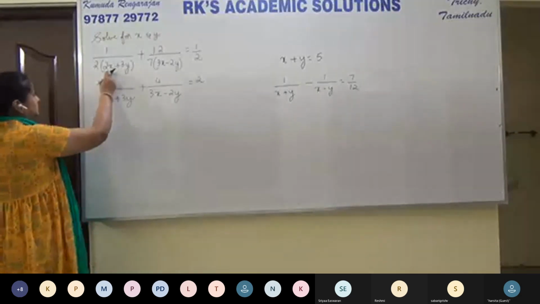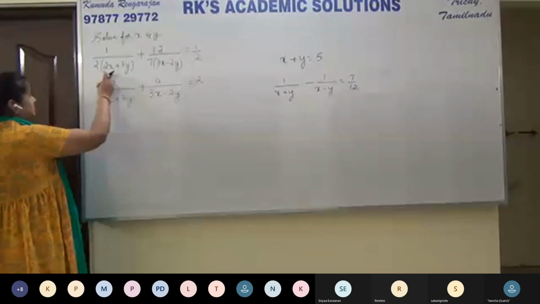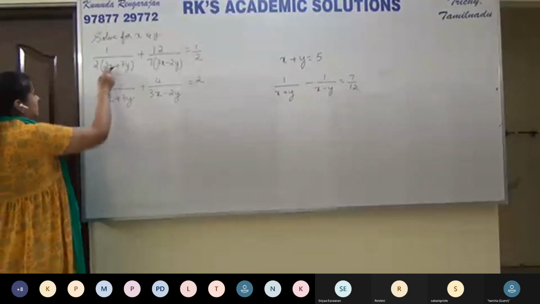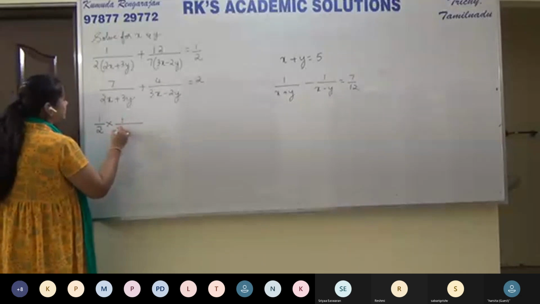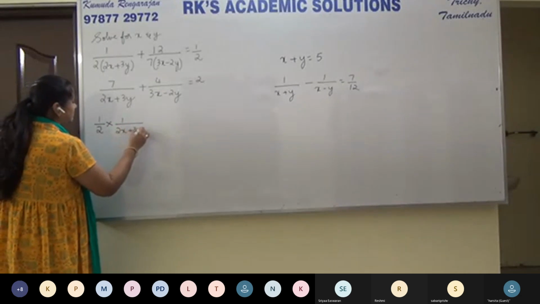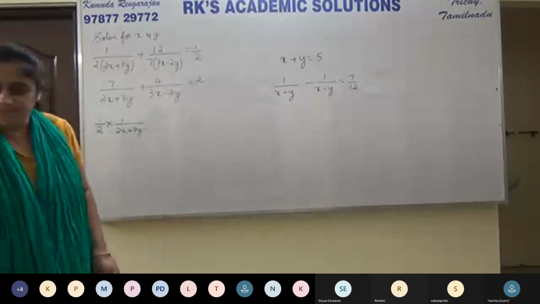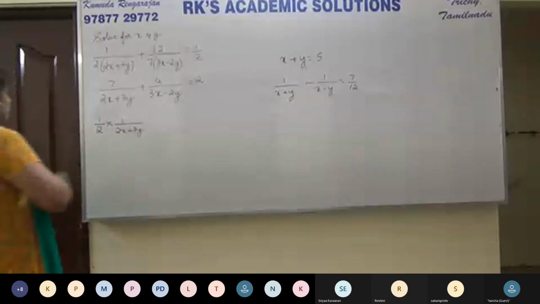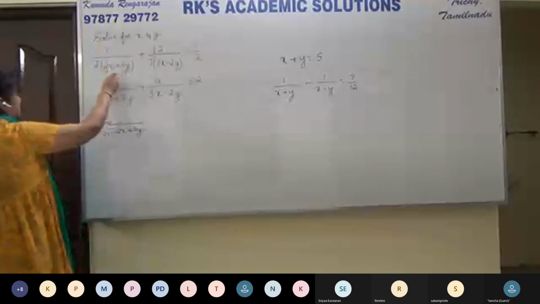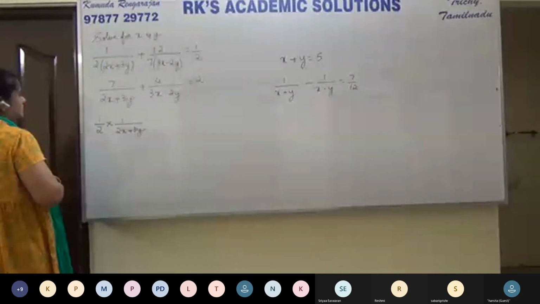Look at this one. This is the first equation. This is the second equation. See the first term here. See how we write it. Write this one as 1 by 2 into 1 by 2x plus 3y. Is this correct? Yes, ma'am. So we write this one as 1 by 2 into 1 by 2x plus 3y.